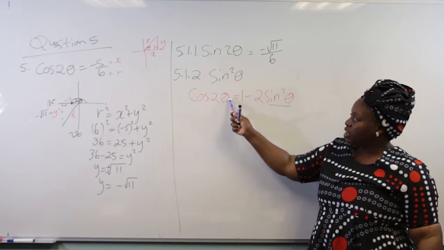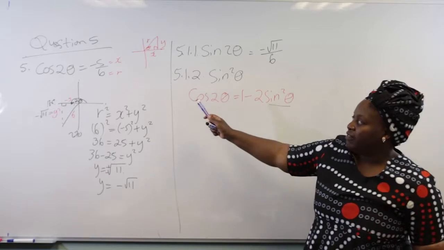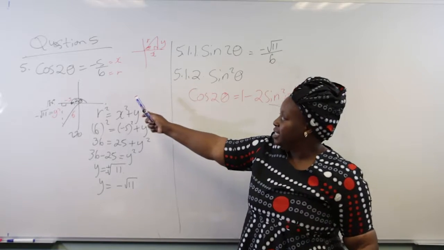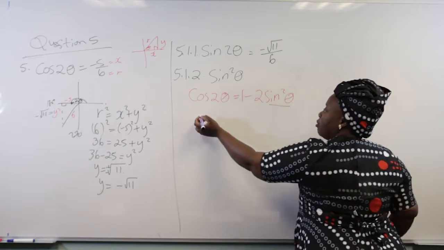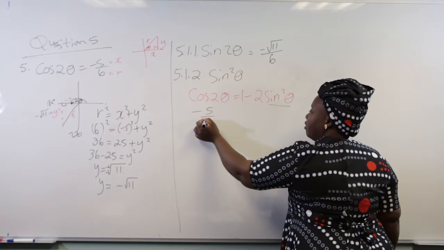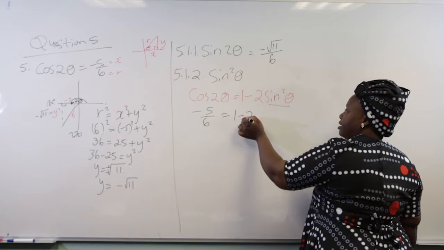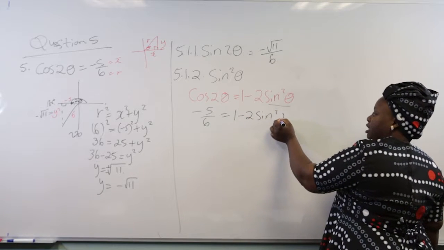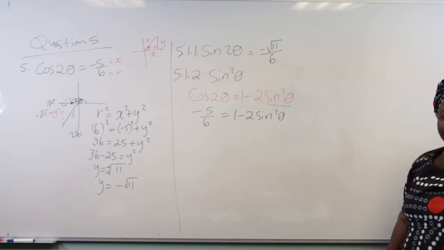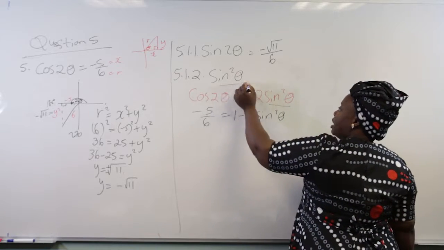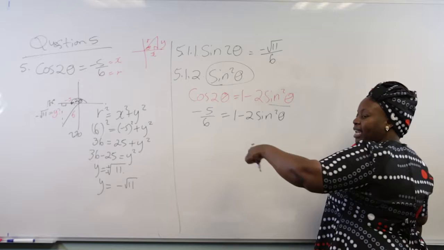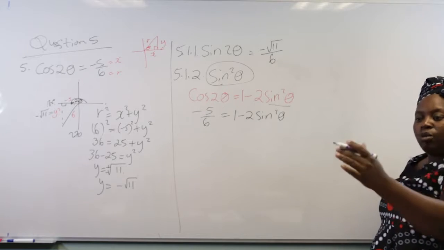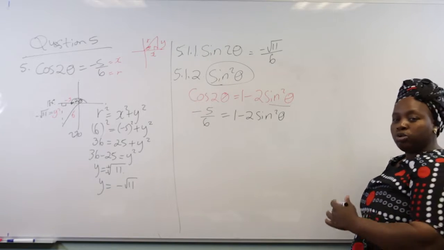What is cos 2 theta? Cos 2 theta was given to me as negative 5 over 6 there in the first statement. So that's what I'm going to do. I'm going to substitute it by negative 5 over 6, and I have 1 minus 2 sine squared theta. Remember, we're looking for sine squared theta, so this is our key where we want to go. We'll have to work it out, play it around until we have sine squared theta equals something.